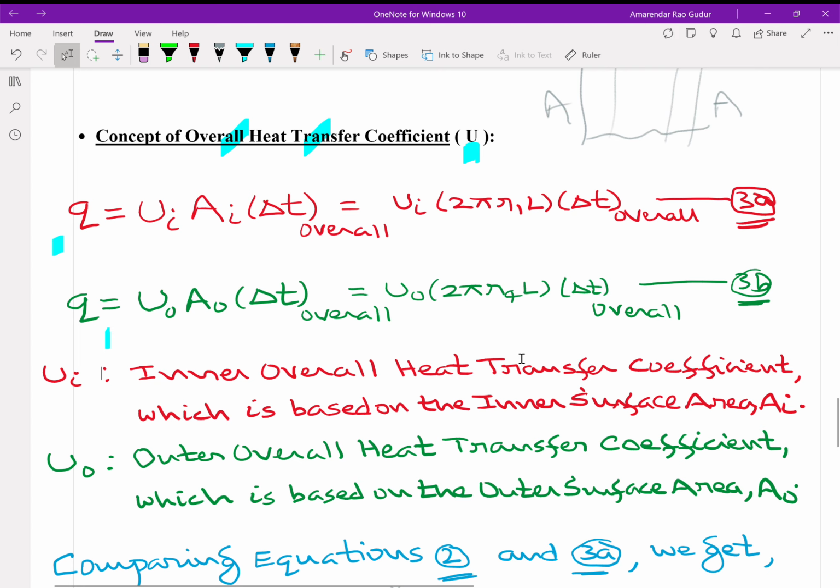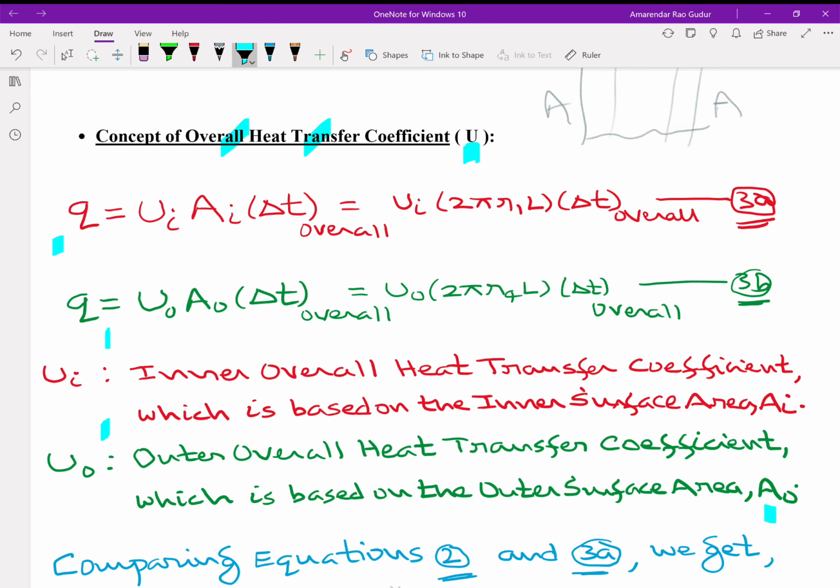transfer coefficient, and U naught stands for the outer overall heat transfer coefficient, which means that Ui is the overall heat transfer coefficient based on the inner surface area Ai. On the other hand, U naught is the overall heat transfer coefficient based on the outer surface A naught.